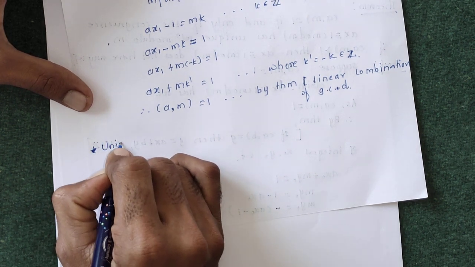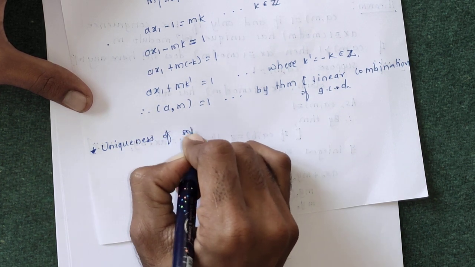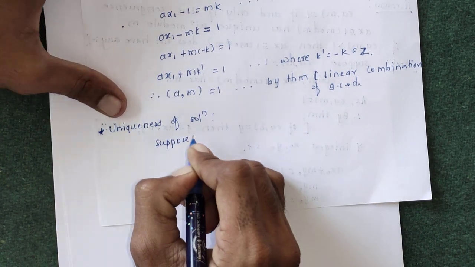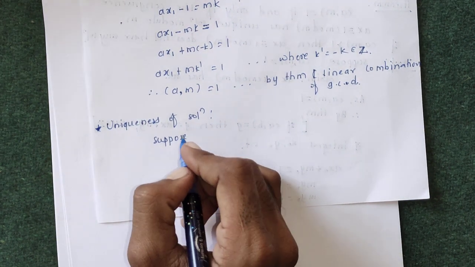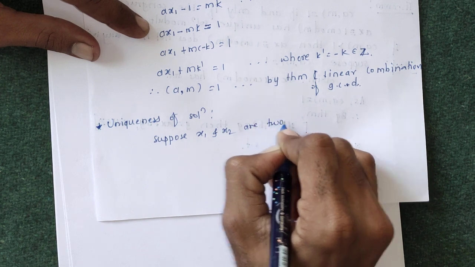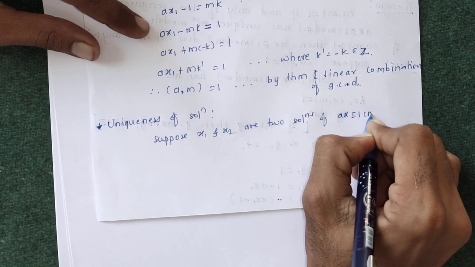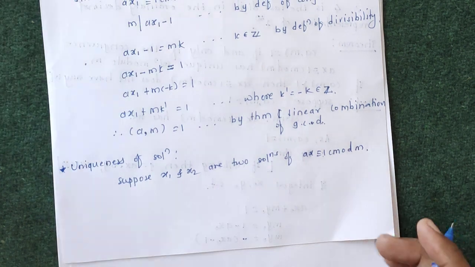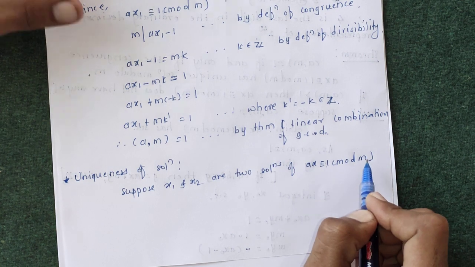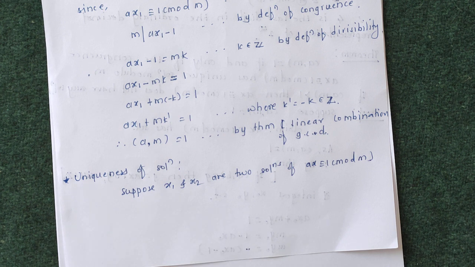No need to write star in the proof. Uniqueness of solution. Suppose x1 and x2 are two solutions of the congruence ax is congruent to 1 modulo m. And we are given that the GCD of a and m is equal to 1. This is given, and this congruence has a solution, and we have supposed that there are two solutions.